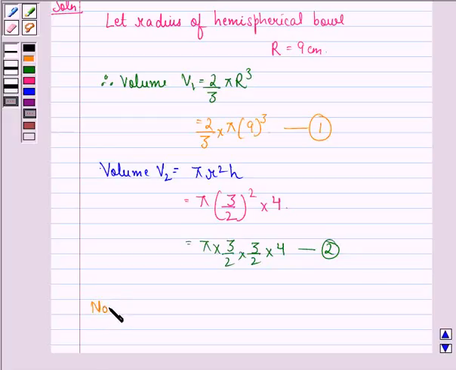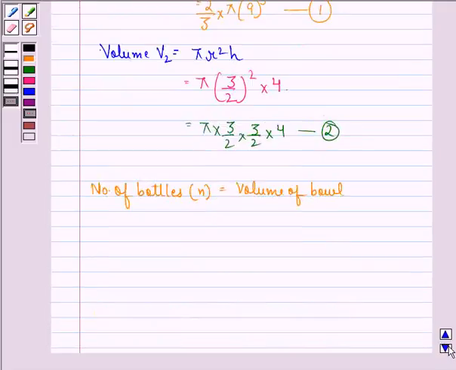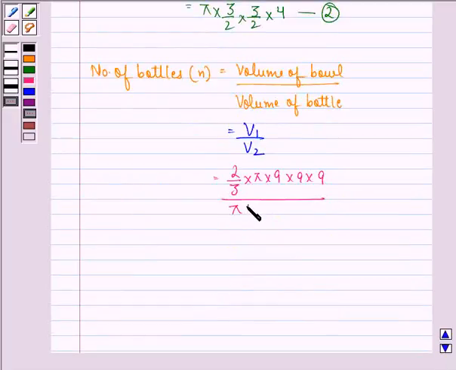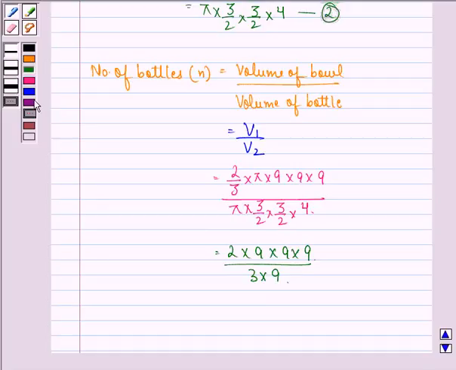Now, number of bottles, say small n, is equal to volume of bowl divided by volume of bottle. This is equal to V1 upon V2. This is equal to 2 by 3 into pi into 9 into 9 into 9 divided by pi into 3 by 2 into 3 by 2 into 4. This is equal to 2 into 9 into 9 into 9 divided by 3 into 9, and this is equal to 54 bottles.